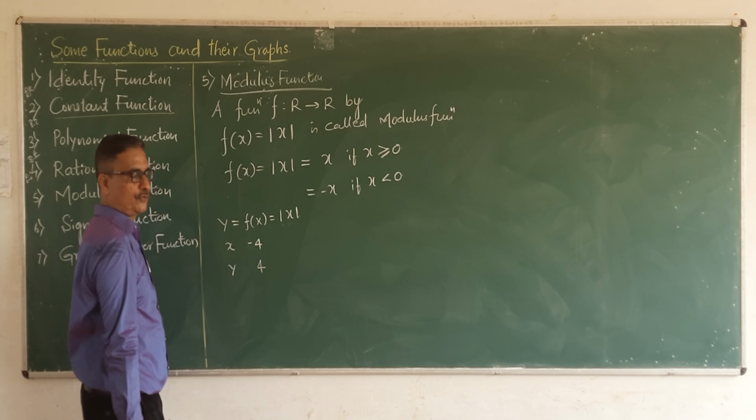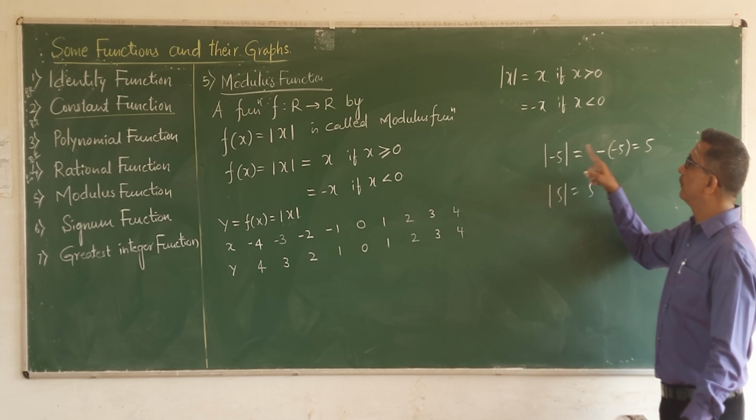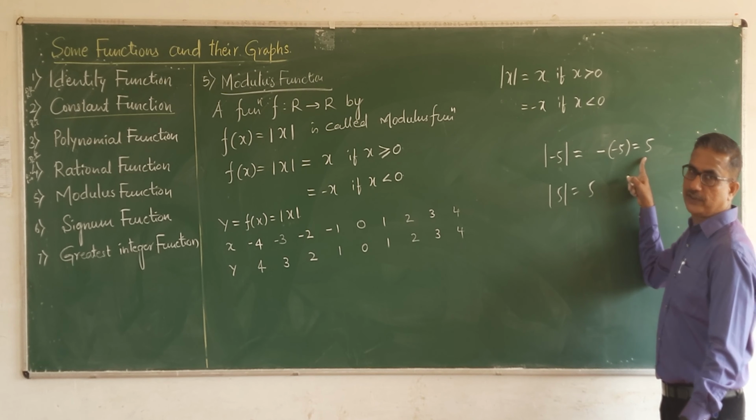Whereas modulus of positive value is positive itself. But modulus of negative value is after simplification positive. Remember, in general mod x is equal to x if x is positive, and minus x if x is less than 0.